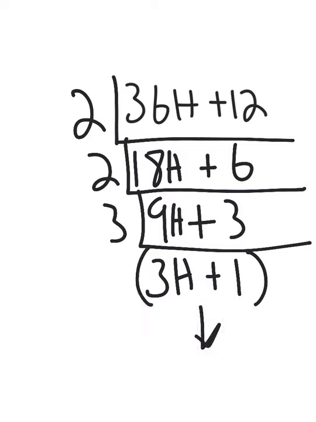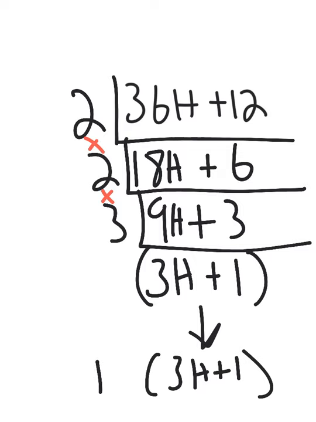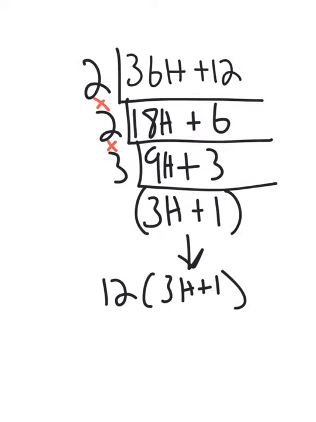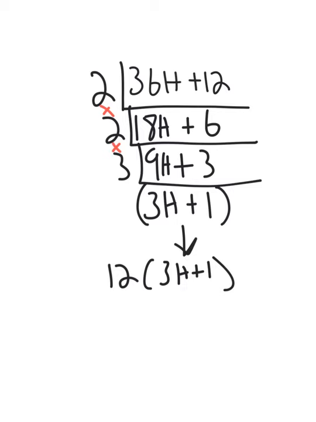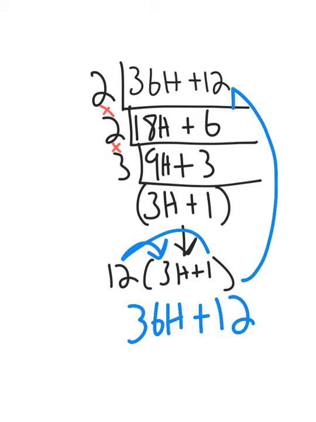And so we bring it on down. We have 3h plus 1, and then we're going to take the greatest common factor, which are these numbers multiplied together. 2 times 2 is 4, times 3 is 12. So let's see if that all still works out, even though we did multiple steps. 12 times 3h is 36h, plus 12 times 1 is 12. Right back where we started, so it all works out. So if I ask you to factor out the greatest common factor between 36h and 12, you know that the answer is 12 parentheses 3h plus 1.